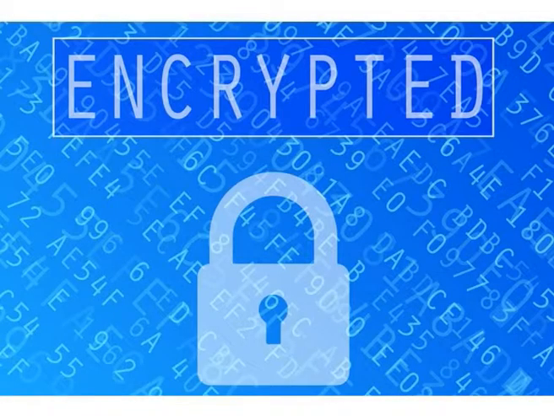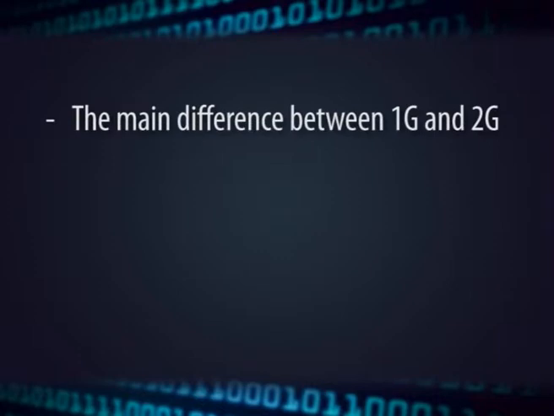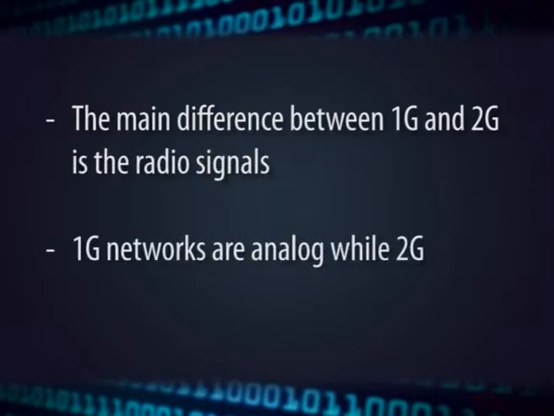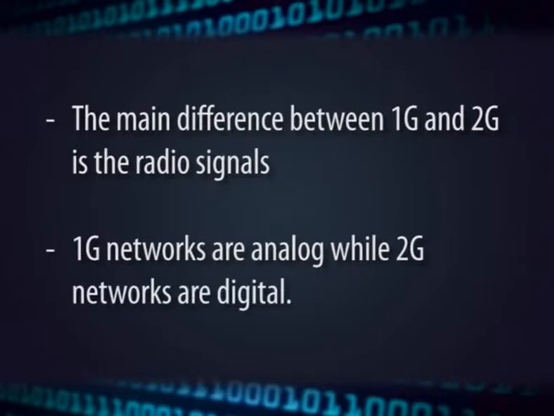2G technology holds sufficient security for both the sender and the receiver. All text messages are digitally encrypted. This digital encryption allows for the transfer of data in such a way that only the intended receiver can receive and read it. The main difference between 1G and 2G is the radio signals. 1G networks are analog while 2G networks are digital.